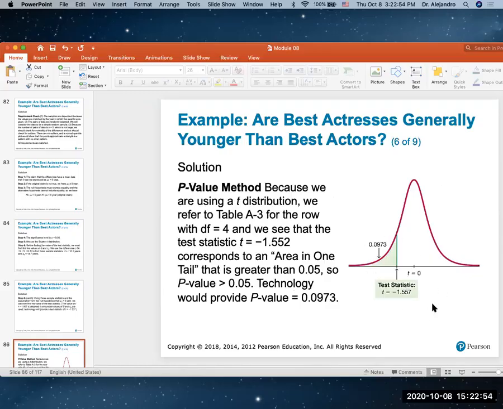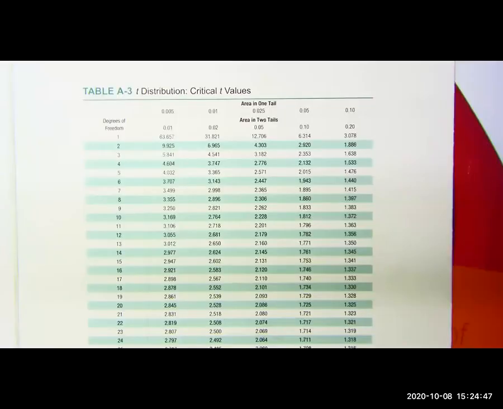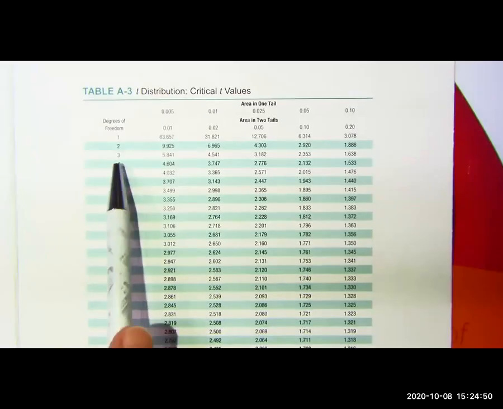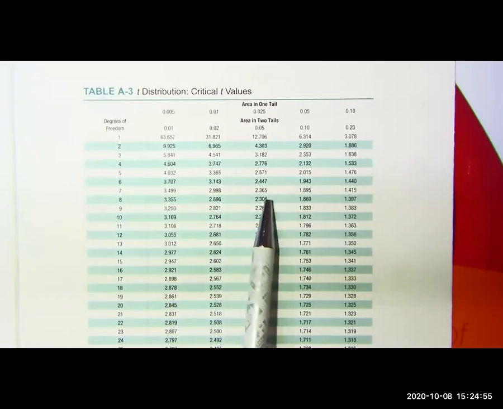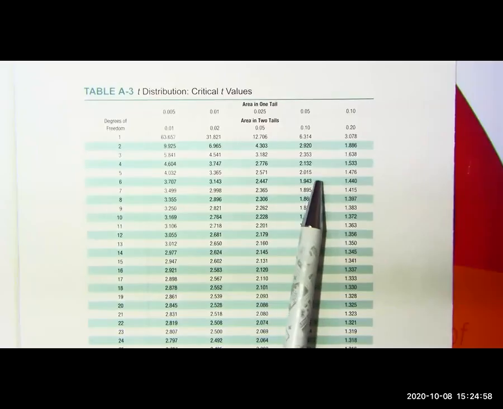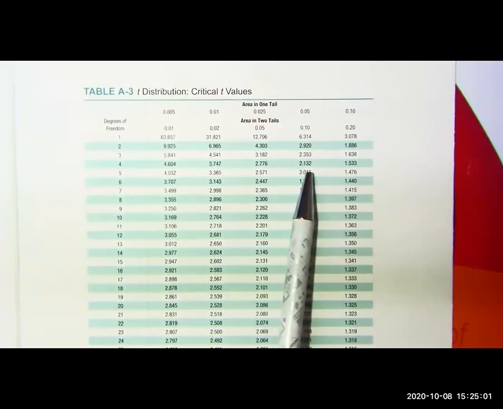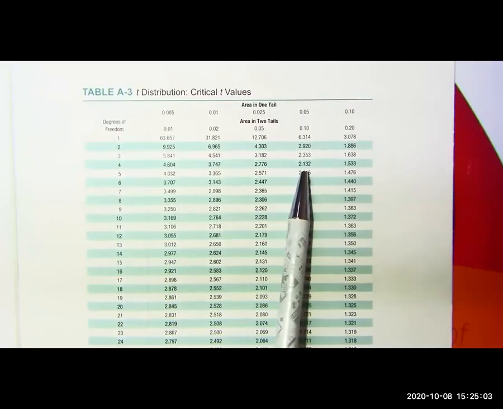Now, if we are going to use table A3, please take a moment and see if you agree with this value. So I'm going to stop for a moment. I'm going to let you check and see if you get this test statistic. Now let's look at this. Now we have degrees of freedom is 4, and now it's going to be 0.05 in one tail. So this should be the answer. But since it's to the left, it's going to be negative. But this is the answer, 2.132.